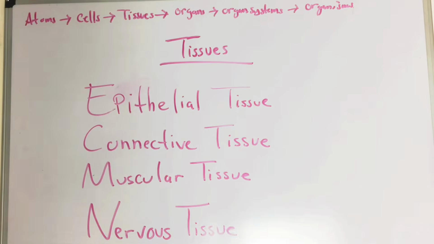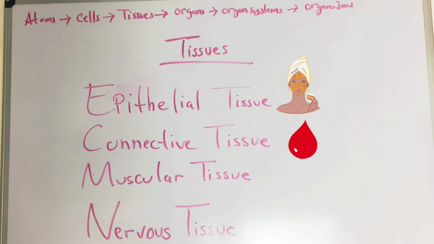Okay, so now we're talking about the tissues of the body. These are the four main tissues of the body: epithelial, which is like the skin; connective, like blood; muscular tissue, like different muscles that we have in the body, like gluteus maximus; nervous tissue, which is composed of like neurons.